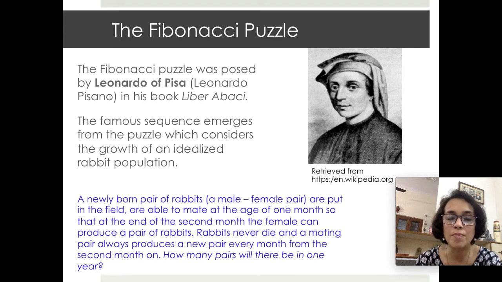A newly born pair of rabbits, a male-female pair, are put in the field and are able to mate at the age of 1 month, so that at the end of the second month, the female can produce a pair of rabbits. Rabbits never die, and a mating pair always produces a new pair every month from the second month on. So how many pairs will there be in 1 year? At this point, I would urge you to pause this video and try to analyze this problem for yourself.